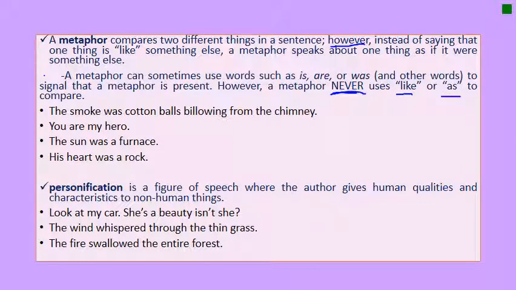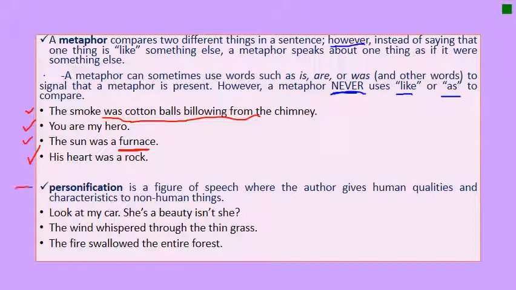Let's take a look at the examples I gave here. The smoke was cotton balls billowing from the chimney. Not was like cotton balls, it was cotton balls. So it's a metaphor. It's speaking of one thing as if it were another. You are my hero. Not, you are like my hero. No, you are my hero. The sun was a furnace. A furnace is like an oven. His heart was a rock. I didn't say his heart was hard as a rock. His heart was a rock. So that's the basic difference between a metaphor and a simile.